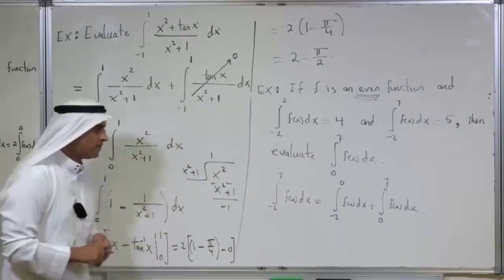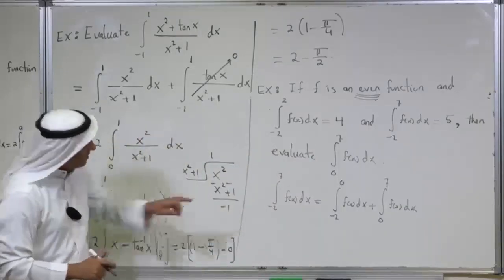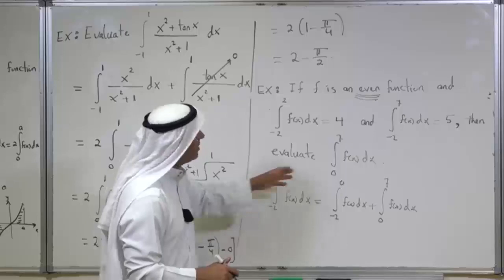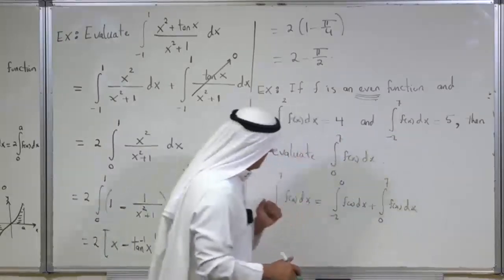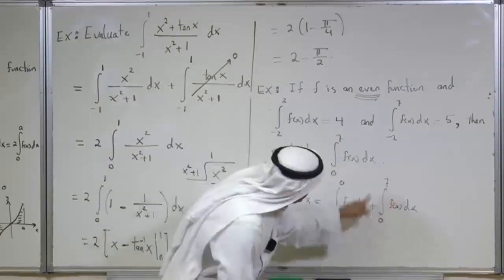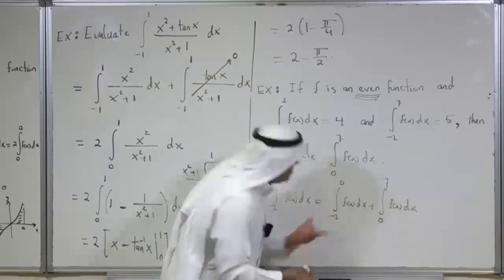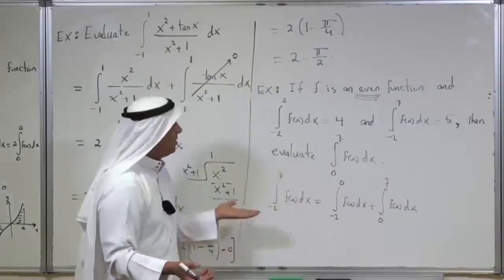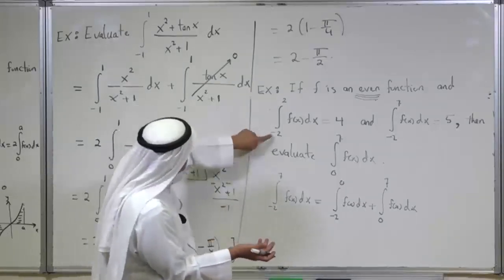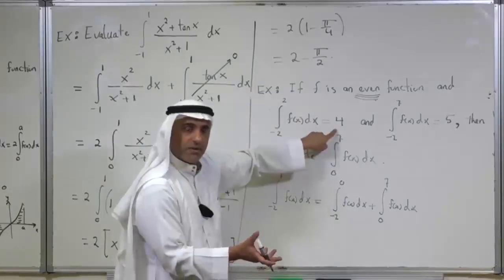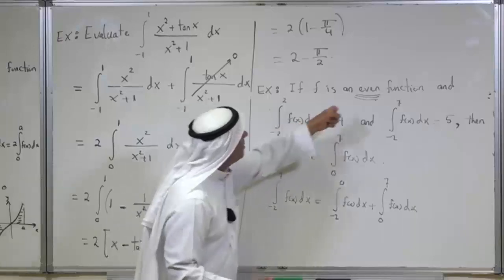Interesting. Now, we have the integral from -2 to 7. This is equal to 5. We are asked to find this one, so I need to look for this. What is it equal to? -2 to 0. But that is not given. I'm given that -2 to 2 is equal to 4. But what can I use now?